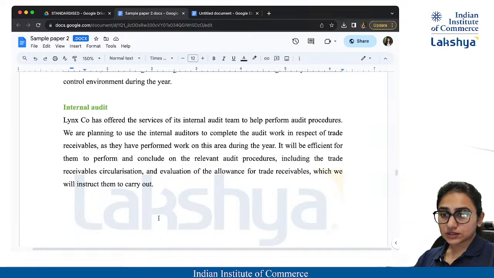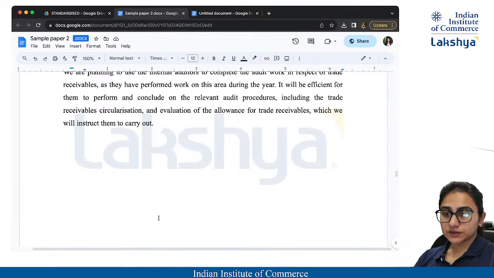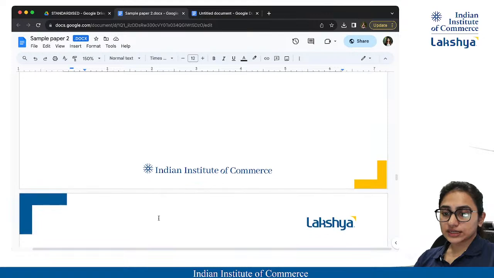And regarding internal audit, Link's company has offered the service of its internal audit team to help perform audit procedures. We are planning to use the internal auditors to complete the audit work in respect of trade receivables, as they have performed work on this area during the year. It will be efficient for them to perform and conclude on the relevant audit procedures, including the trade receivables circularization and evaluation of the allowance for trade receivables, which we will instruct them to carry out.